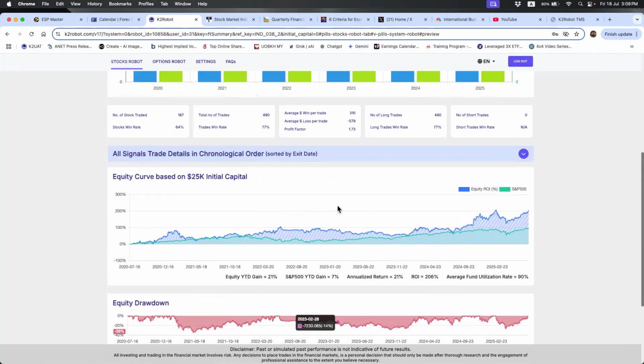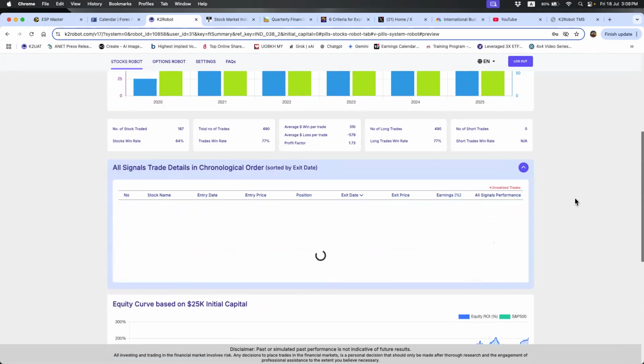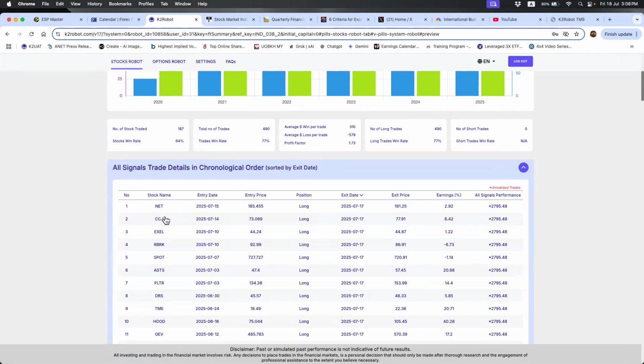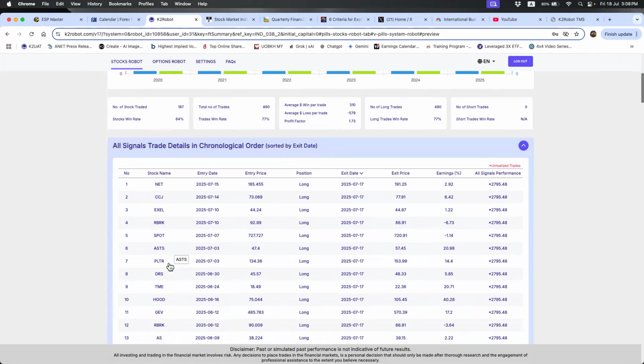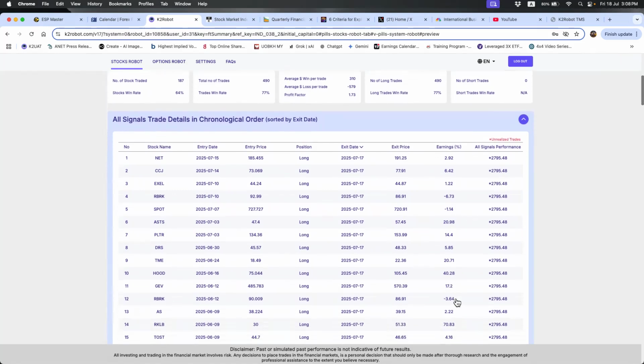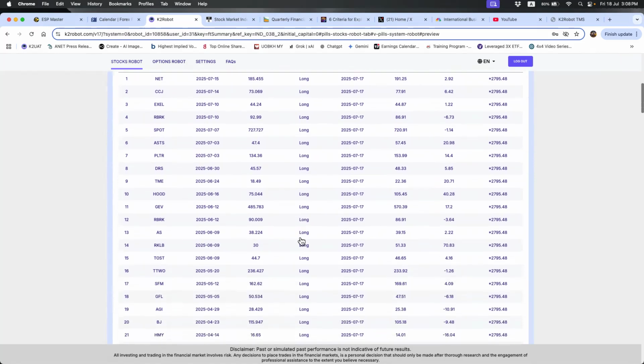So these are the performance numbers. Let us now talk about the trades that it has taken recently. You can see some of the good performers like ASTS, and then you have Robinhood, up 40%. You have GEV, and then you've got Rocket Lab, taken on the 9th of June, 70% up. So this watchlist of stocks is very exciting.